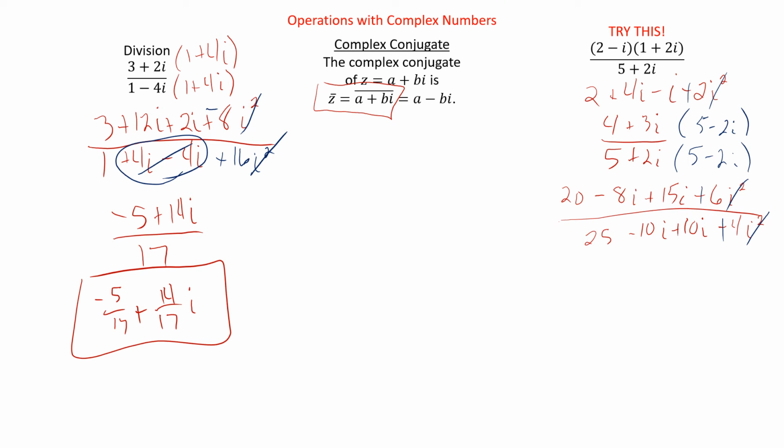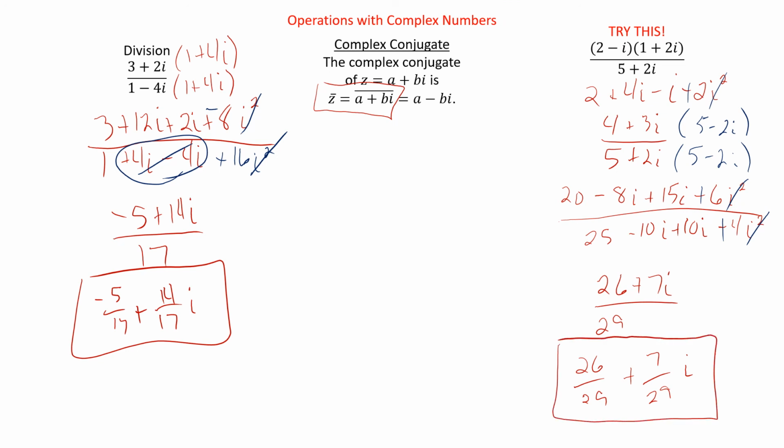Combine our like terms. 20 plus 6 is going to be 26. Negative 8i plus 15i is plus 7i, over 25 plus 4 is 29. And then the negative 10i plus 10i goes away. Split it up: 26 over 29 plus 7 over 29i. Now, is 7i over 29 technically the same? Yes, it is. With the form a plus bi, it is better to have the fraction than the i following it. Technically, it doesn't make that much of a difference, but it is slightly more proper to write it like this than it would be to have the i in the numerator.